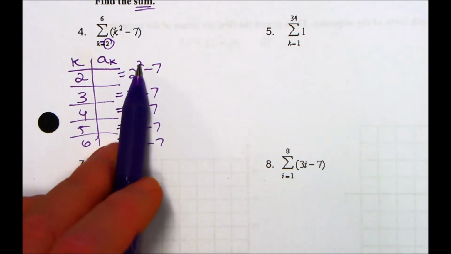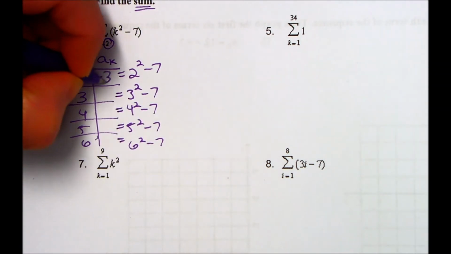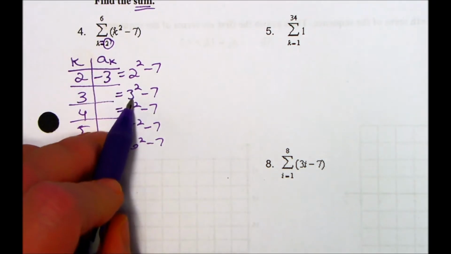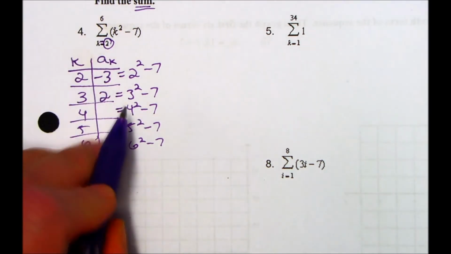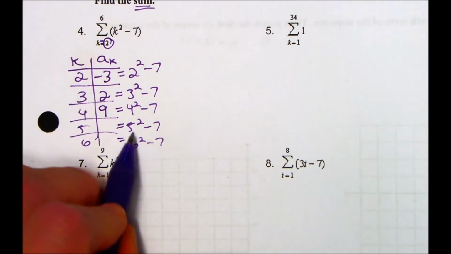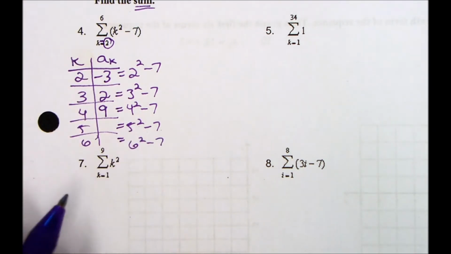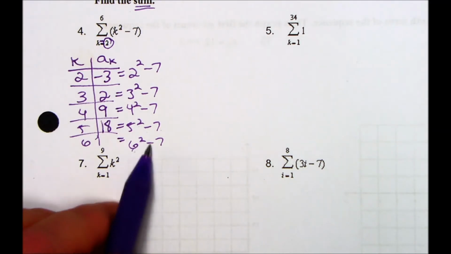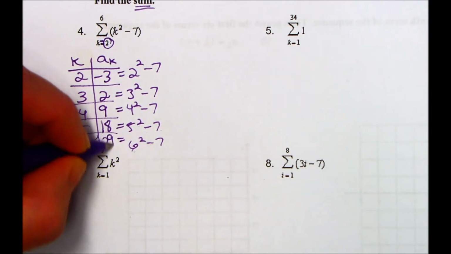So 2 squared is 4, minus 7 is -3. 3 squared is 9, minus 7 is 2. 4 squared is 16, minus 7 is 9. 5 squared is 25, minus 7 is 18. 6 squared is 36, minus 7 is 29.